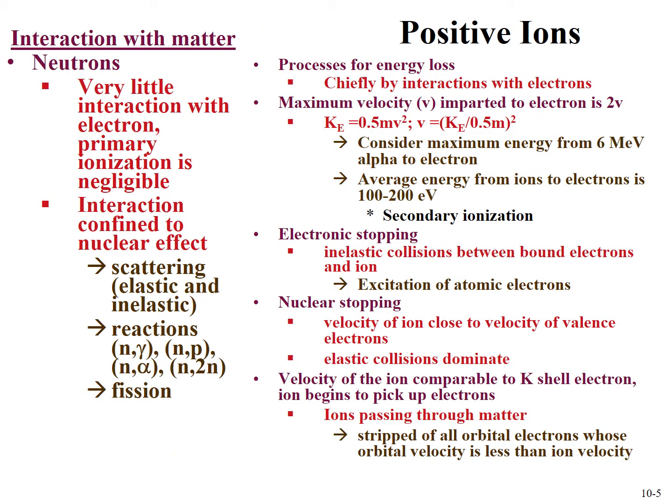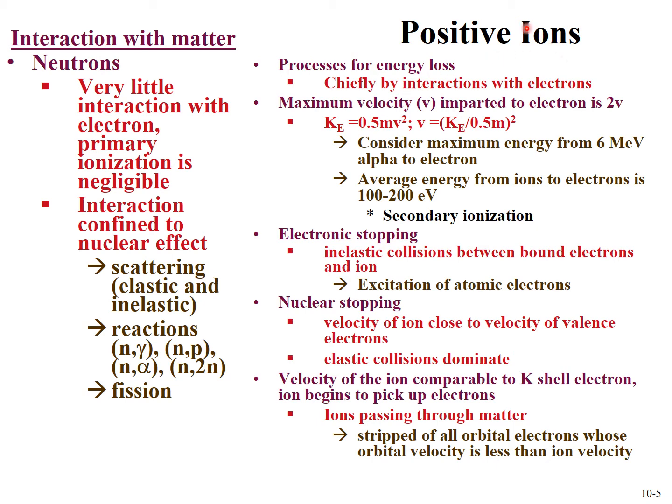Let's review the interactions of certain particles with matter. We'll start with neutrons. Neutrons, they're neutral. There's very little interaction with electrons. The interaction is primarily confined to nuclear effects, so we can have scattering of neutrons, both elastic and inelastic. Nuclear reactions, so n,gamma, n,p, etc. listed here, and another nuclear reaction being fission. And as you can imagine, particularly the nuclear reactions, the n,gamma or the n,fission, provide signals for those interactions and can be used as a method for detecting neutrons.